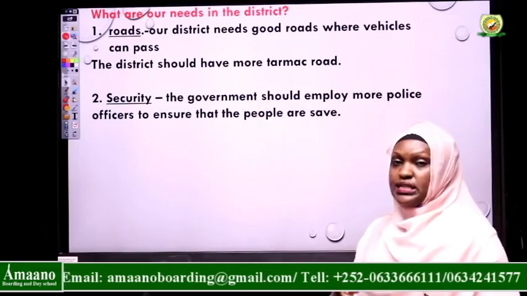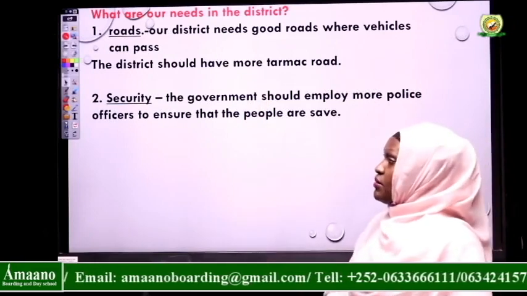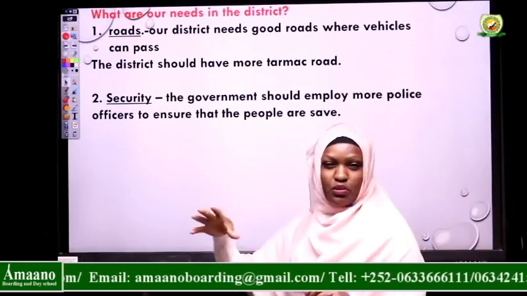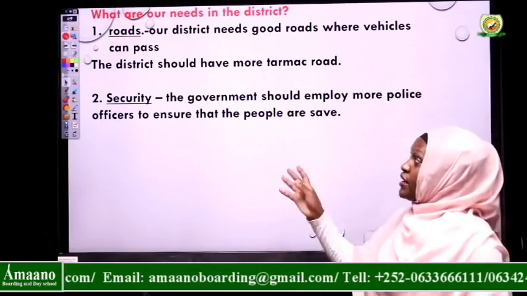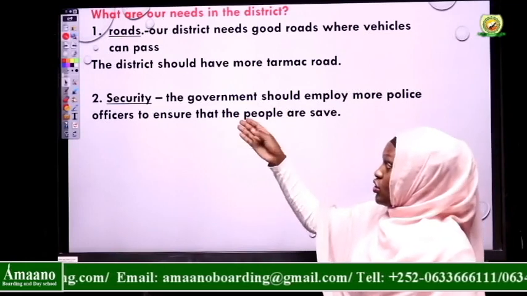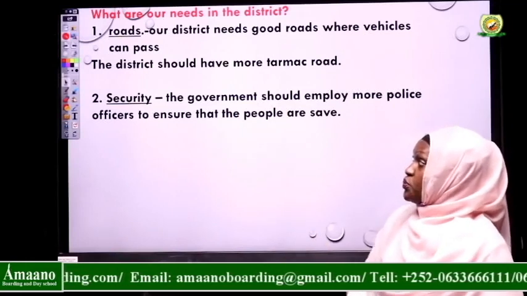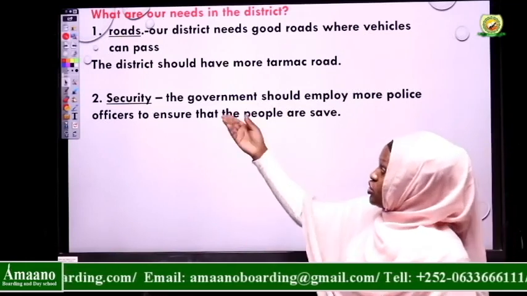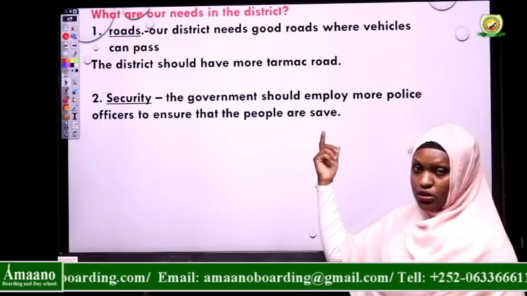And we know the roads, when it rains, they become very muddy. There are holes on the way. So the government needs to repair our roads for our vehicles to pass very well. So the district should have more tarmac roads.